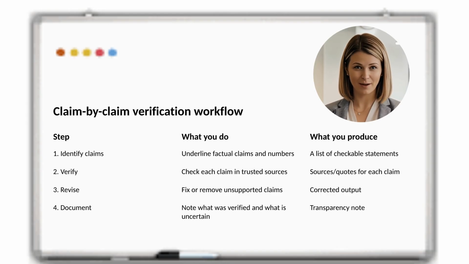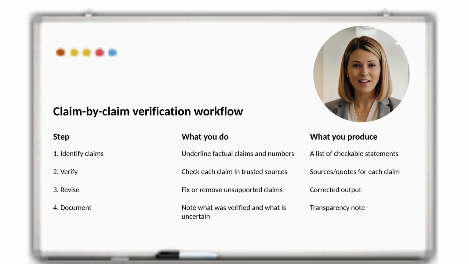Now let's walk through each step. Step 1 is identify claims. Under What You Do, it says to underline factual claims and numbers. That means you read the content and mark every statement that needs proof, especially statistics, dates, outcomes, and anything that sounds precise. Under What You Produce, it says a list of checkable statements. Your output from step 1 is a simple list of claims you plan to verify, which becomes your checklist.